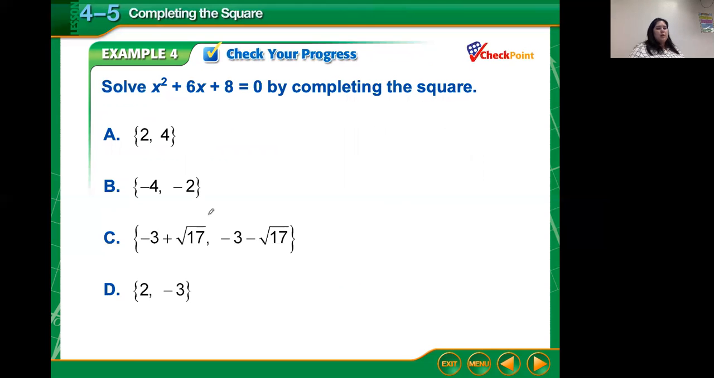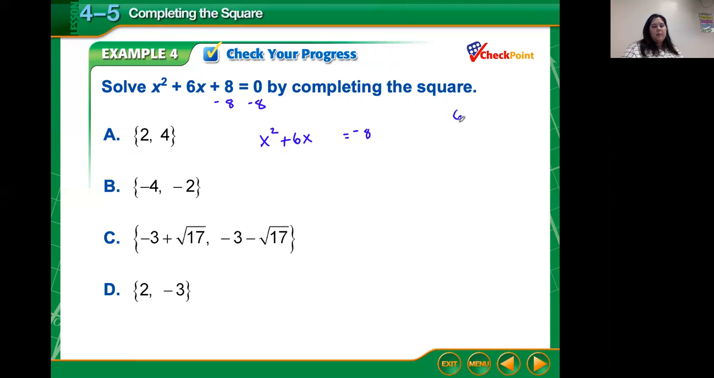All right, go ahead and try solving x squared plus 6x plus 8 equals 0 by completing the square. All right, let's go ahead and take a look. The first thing we're going to do is subtract 8 from both sides. So we have x squared plus 6x equals negative 8.